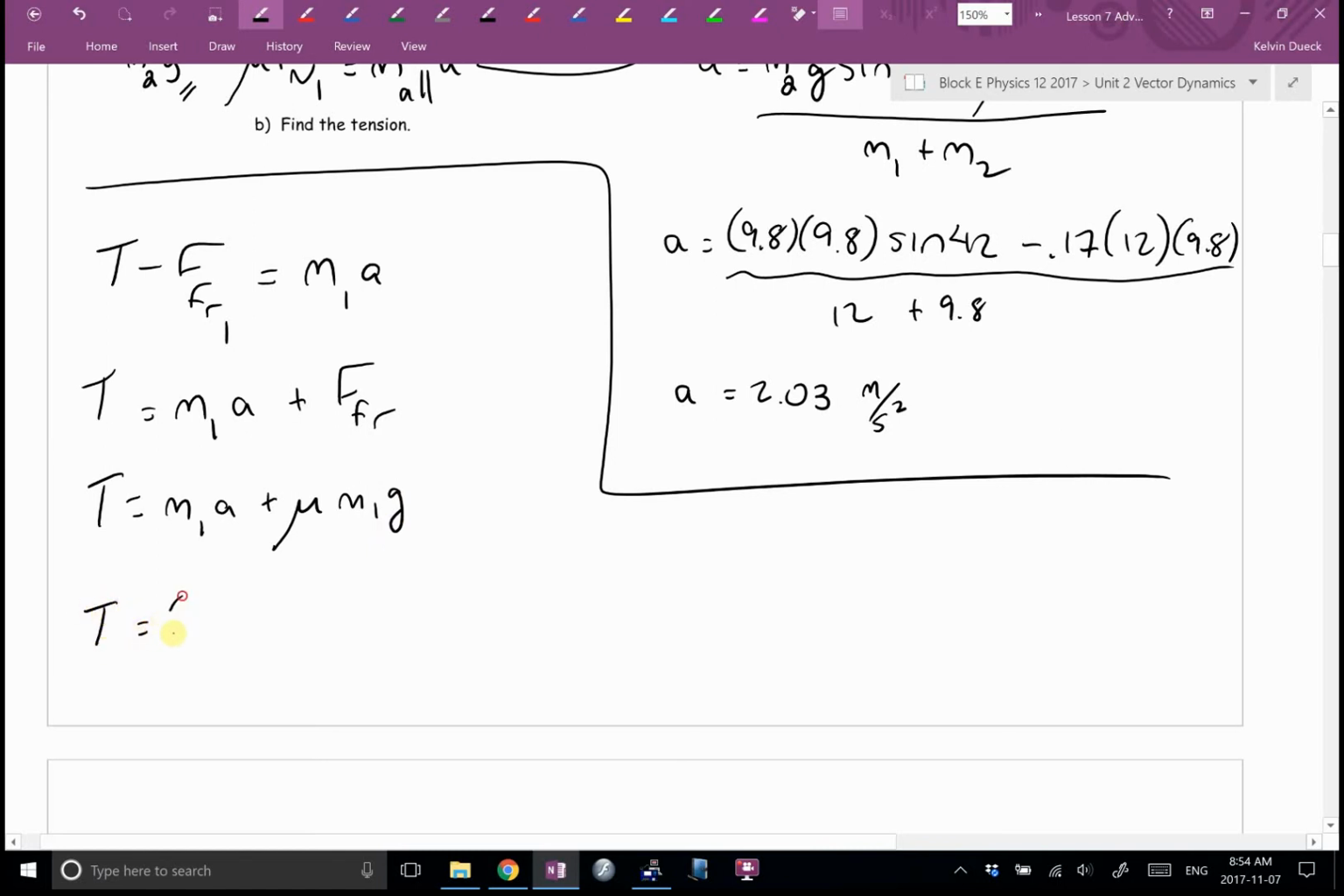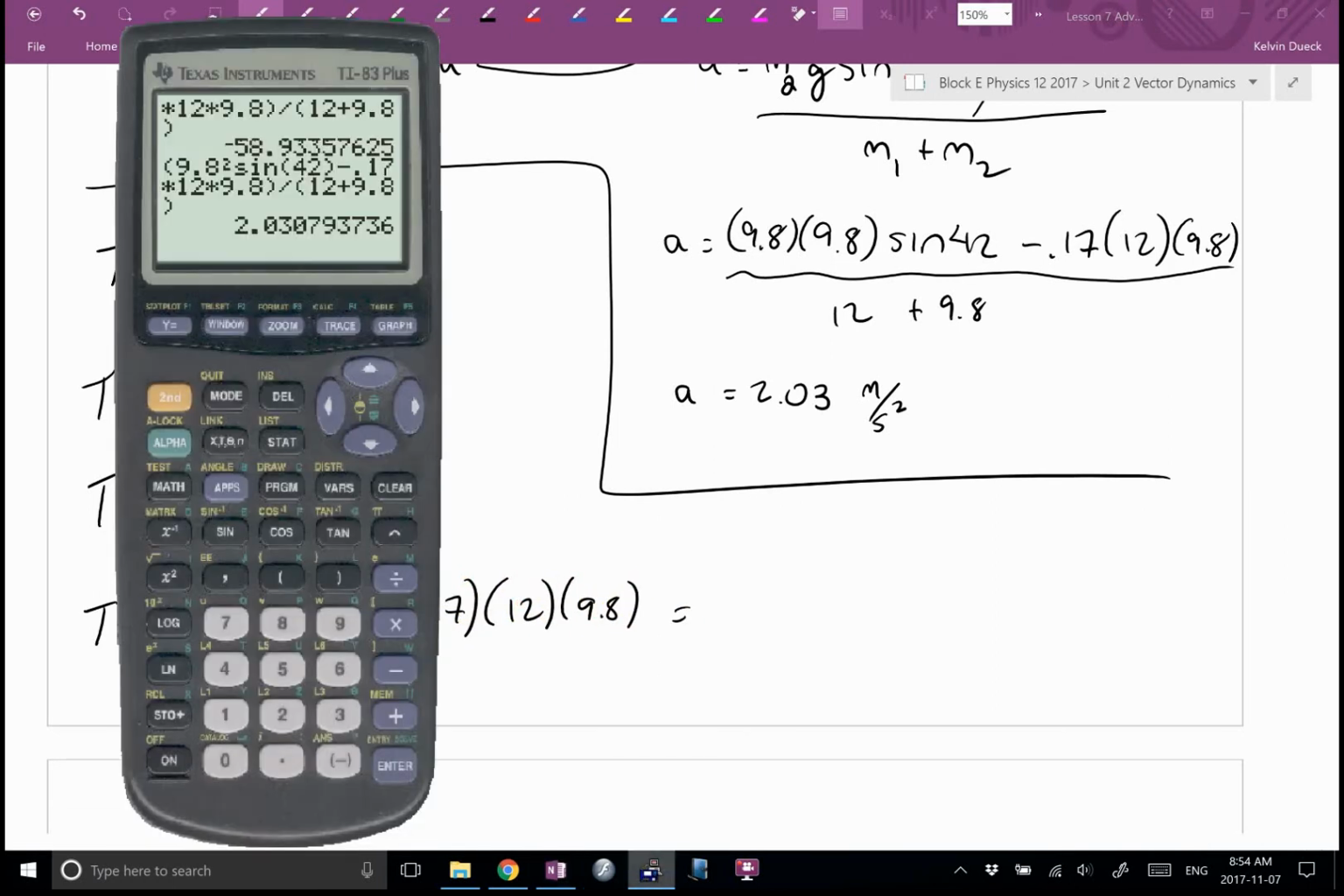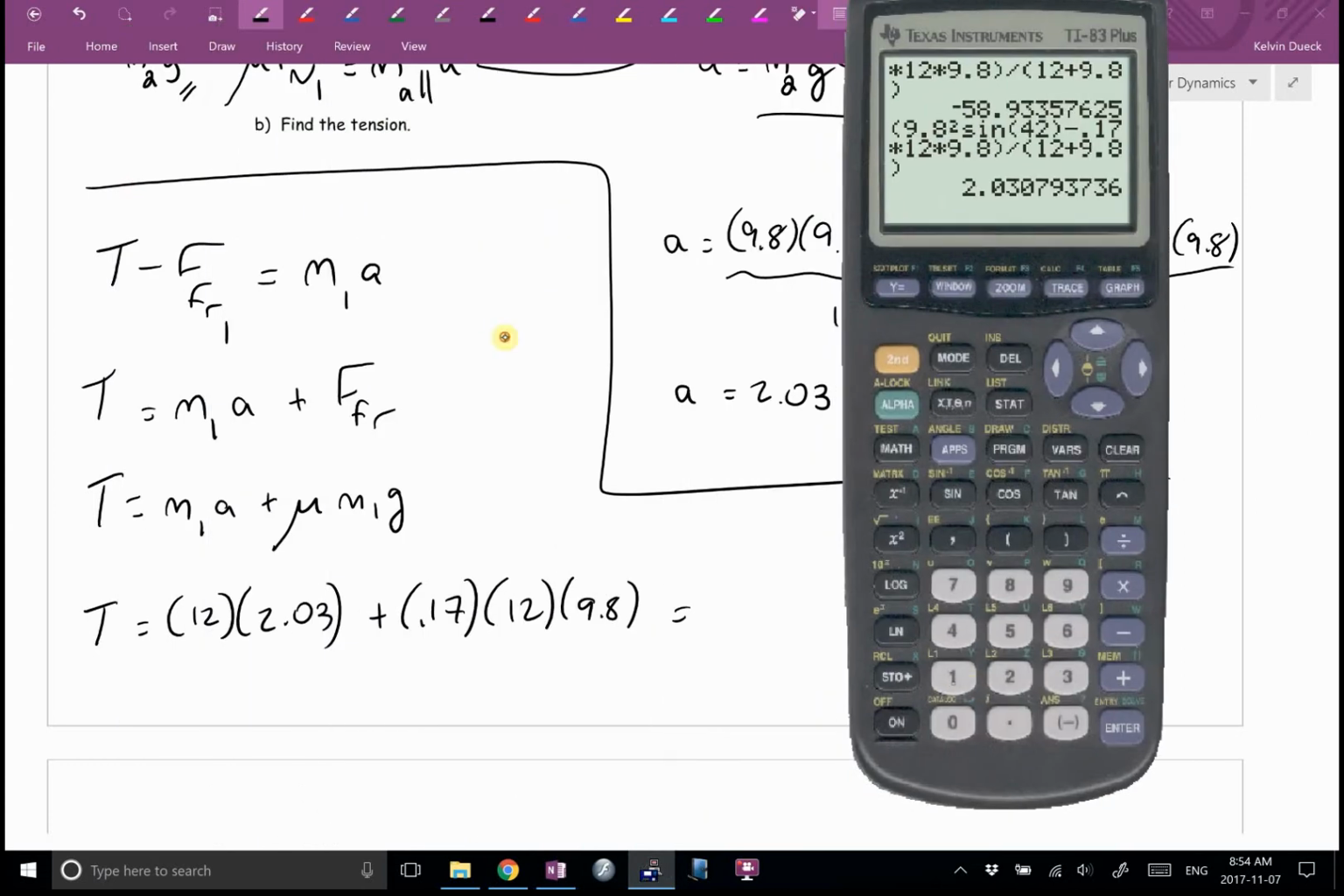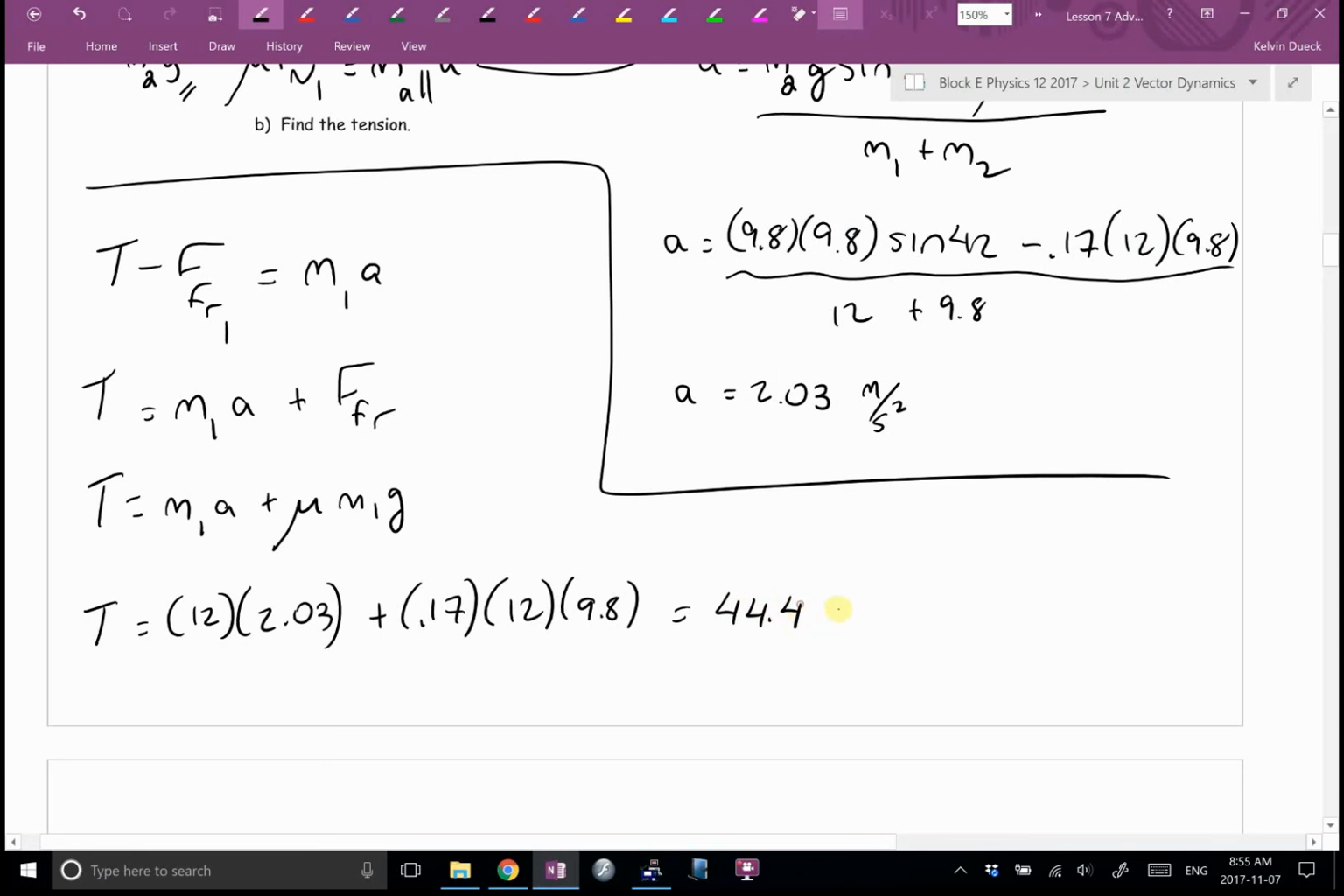Mass 1, was it 12? Yes. 2.03, I'll use my answer button there. 12 times answer button plus 0.17 times 12 times 9.8. 44.4. And it's a force, newtons.